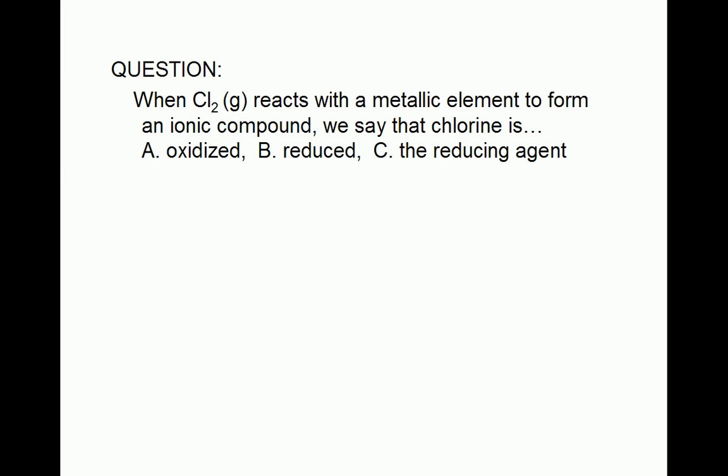When chlorine gas reacts with a metallic element to form an ionic compound, we say that chlorine is A. oxidized, B. reduced, C. the reducing agent. When a metallic element combines with a non-metallic element to form a compound, the compound is expected to be ionic.